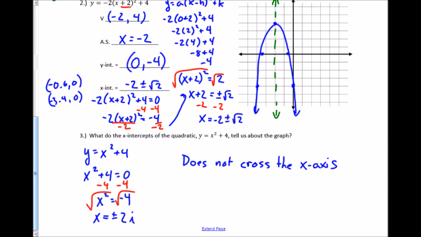Okay, imaginary solutions, complex solutions, just that. They're imaginary. So on the real number plane, these things are not going to cross the x-axis. And that's what that tells me. Okay?